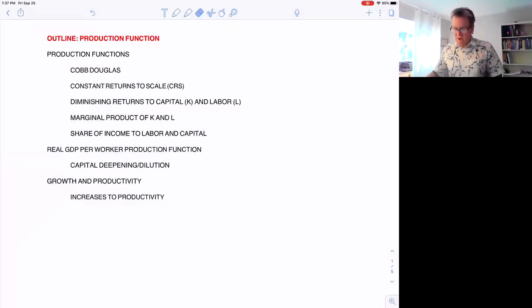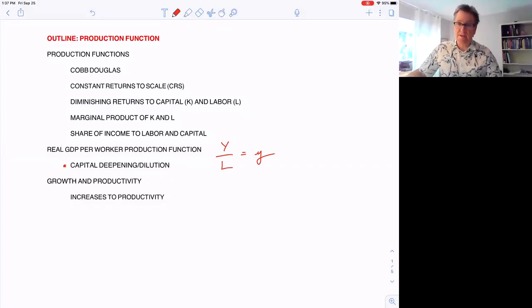Okay, so what we went over in this video is how we take that Cobb-Douglas production function and we turn it into output per worker, little y, which is productivity. And we've shown how capital deepening and capital dilution can affect that productivity. But there's other things too, besides just capital deepening and capital dilution, that affect workers' productivity.